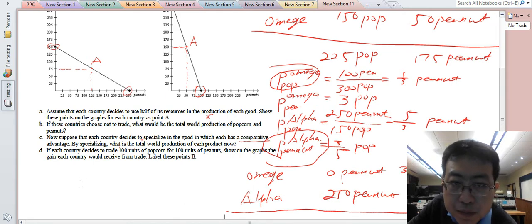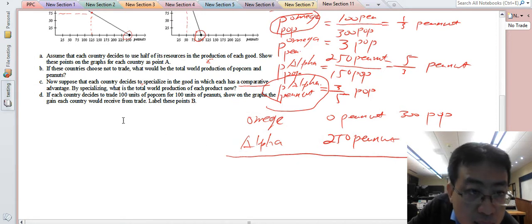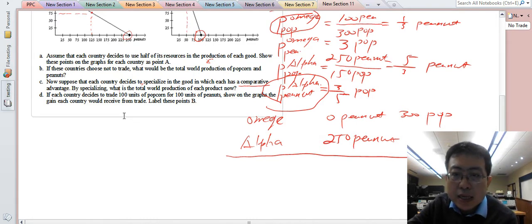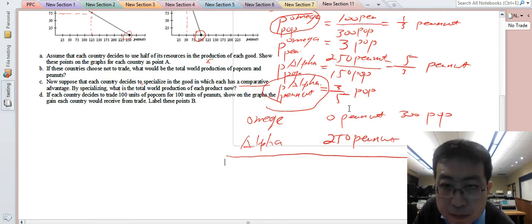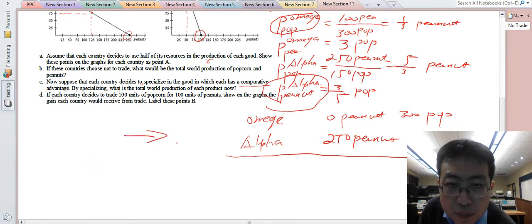And then for part D, it says if each country decides to trade 100 units of popcorn for 100 units of peanuts, show on the graph the gain each country would receive from trade. Label this as point B. So this table we just finished is the production table. Next, we need to look for our consumption table. So the question says that we're going to trade 100 units of popcorn for 100 units of peanuts.